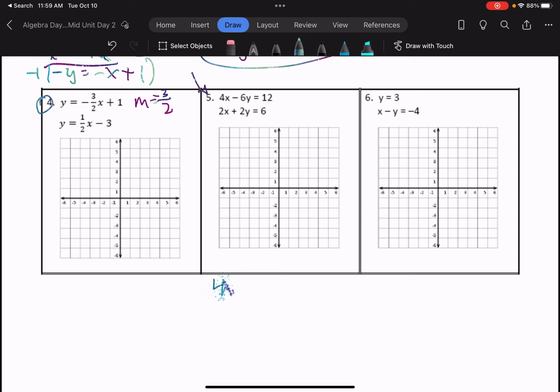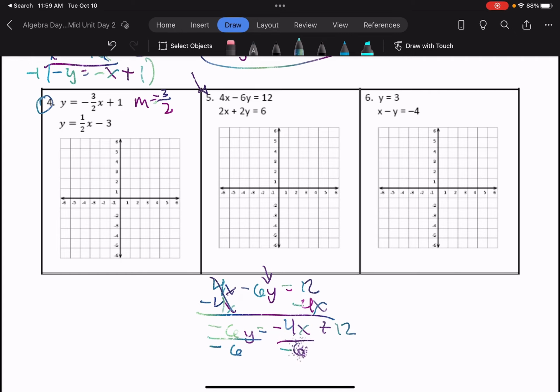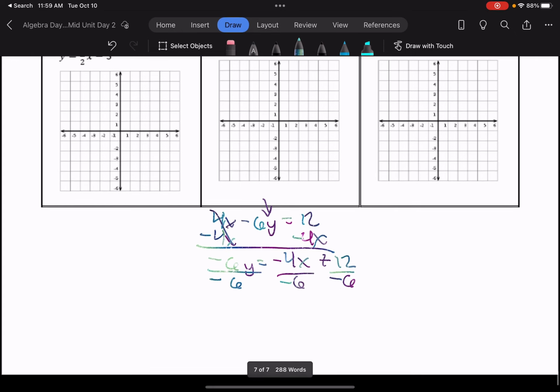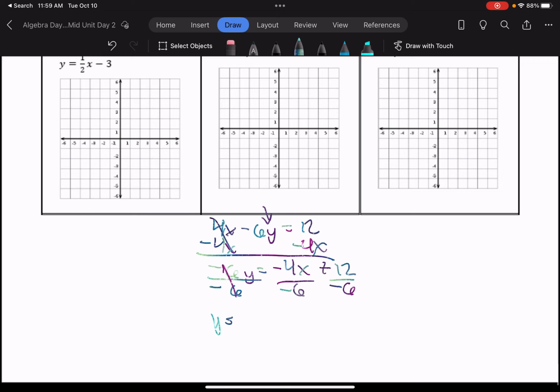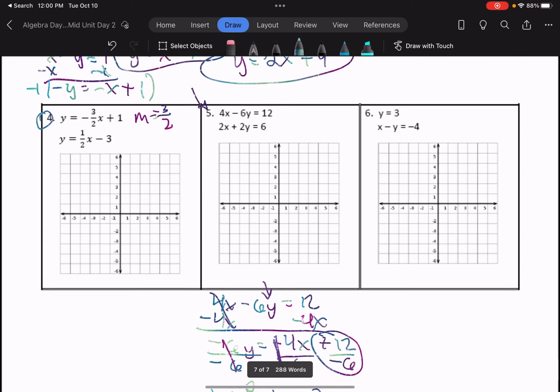So we have 4x minus 6y equals 12. Again, solving for y, let's go ahead and subtract 4x from both sides. We'll get negative 6y equals negative 4x plus 12. Divide both sides by negative 6. Then this cancels out. We get y equals, this is a positive now, 4/6 is the same as 2/3 x. Again, leaving it as a fraction because it'll help me to graph. And then positive divided by negative gives me negative. So now I have one of my equations. Let's look at the other one.